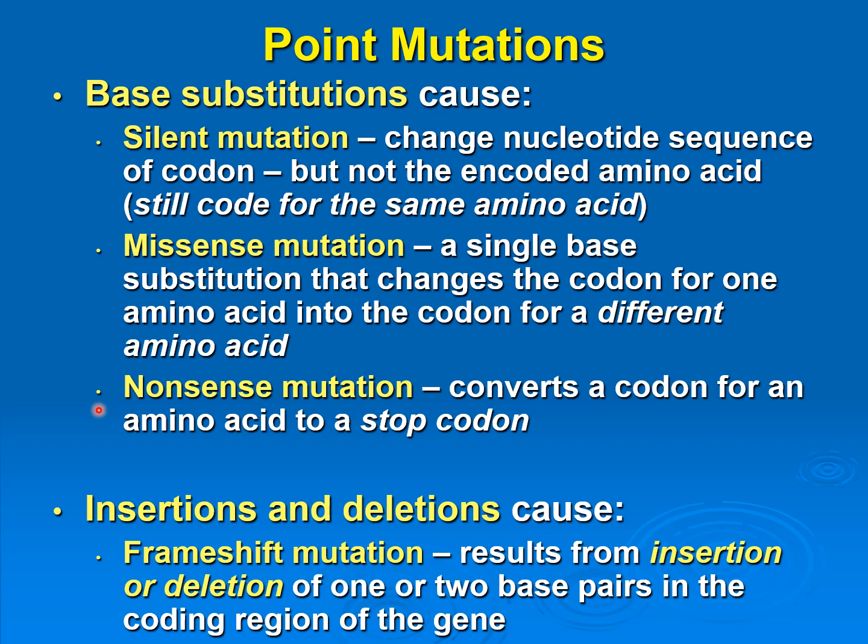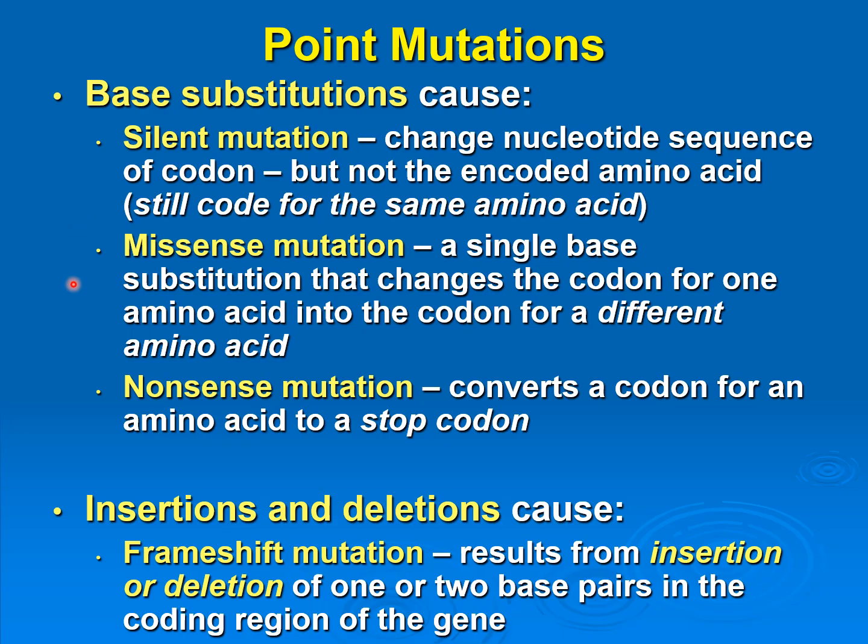A silent mutation is where you do have a change in the DNA sequence, but you end up coding for the same amino acid. Why that happens we'll see a little bit later, but there's some redundancy in the genetic code. So we do have some sequences that are a little bit different in the DNA sequence, but they do end up coding for the same exact amino acid. That's why they call it a silent mutation, because it ends up not changing the protein at all that's coded for.